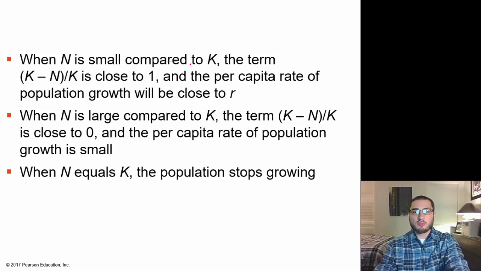So when N is small compared to your carrying capacity, the term carrying capacity minus your number divided by your carrying capacity is close to 1, and the per capita rate of population growth will be close to R. But when N is large compared to your carrying capacity, this term is going to be close to 0.